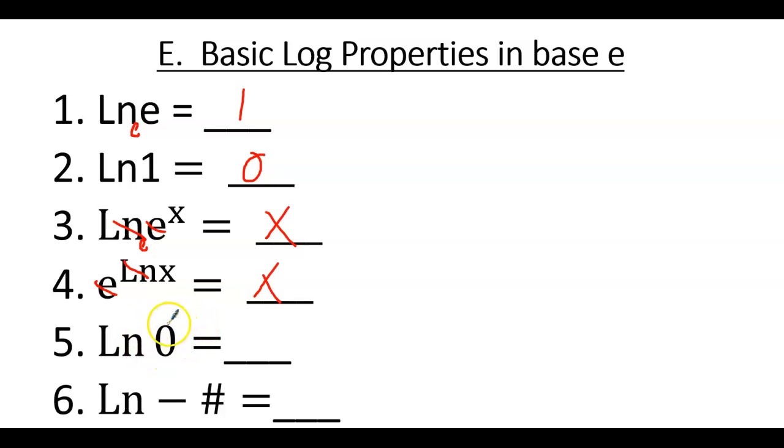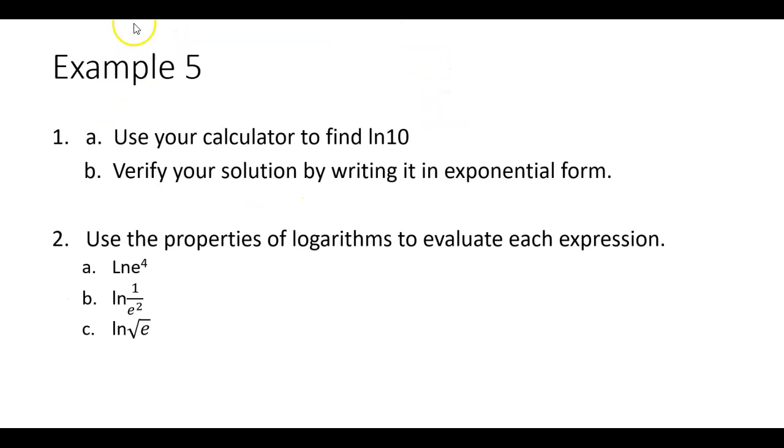And just like on the other ones, the argument cannot be 0 or negative, so these are no solutions. Okay, so it's the same exact properties, they just look a lot different, okay? And that's because they're using different notation, but it means the same thing. So let's do example 5.